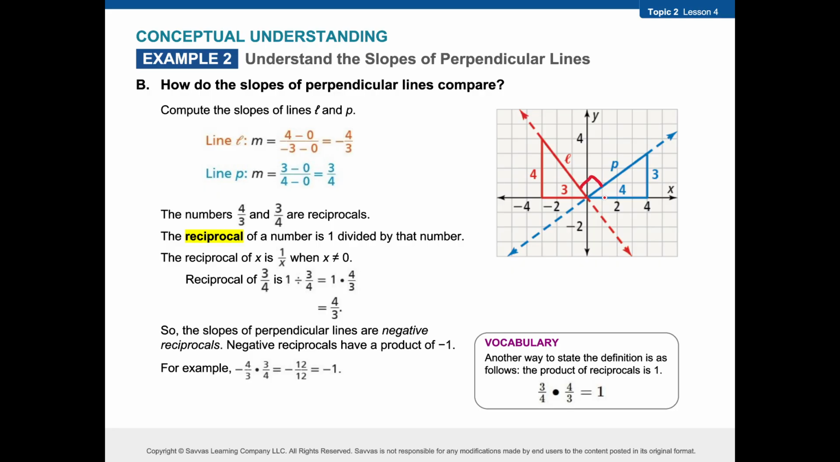All perpendicular lines form 90-degree angles. And if you were to multiply the two slopes, they would always end up being negative 1. So perpendicular lines are said to have slopes that are the negative reciprocal of each other.